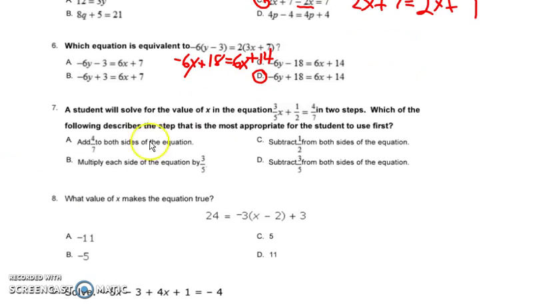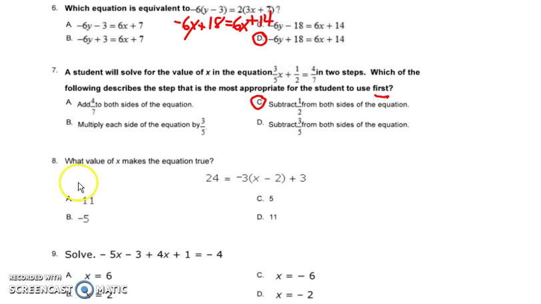7. A student will solve for the value of x in the equation 3/5 x plus 1/2 equals 4 over 7 in 2 steps. Which of the following describes the step that is most appropriate for the student to use first? Okay, this is not asking you to solve anything. It's asking you, what is the first step? Well, anytime you have a number times x plus another number equals another number, the first thing you're going to do is subtract whatever's being added. So we're going to subtract the 1/2 from both sides. After that, then you'll take care of the 3 over 5 and getting rid of that. But first, take care of the 1/2.